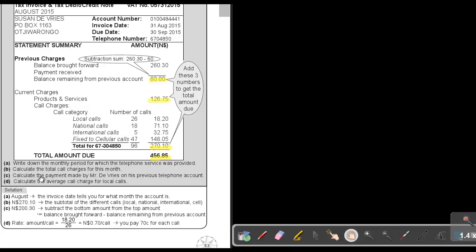Calculate the payment made by Mrs. De Vries on her previous telephone account. So it's that difference. I take that and subtract that, and I end up with 230. Subtract the bottom amount from the top amount. And then the last one, calculate the average call charge for local calls. Now look, there are local calls. So you take that money and divide it by the number of calls, 26, and that will give you the answer.